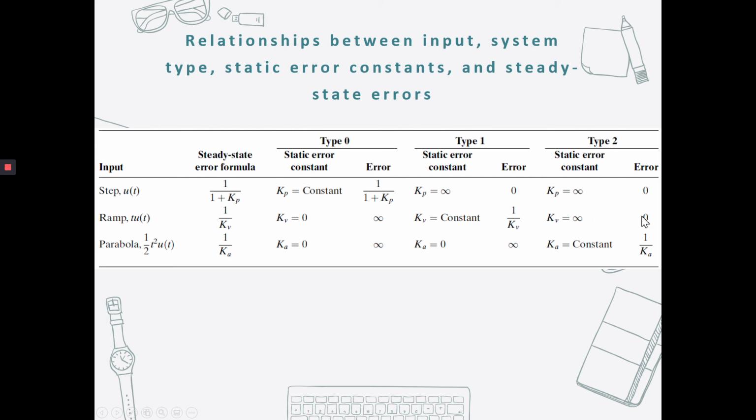And this is to determine the error for type 2, 1 over Ka, the acceleration constant, while the error for step and ramp input is 0.